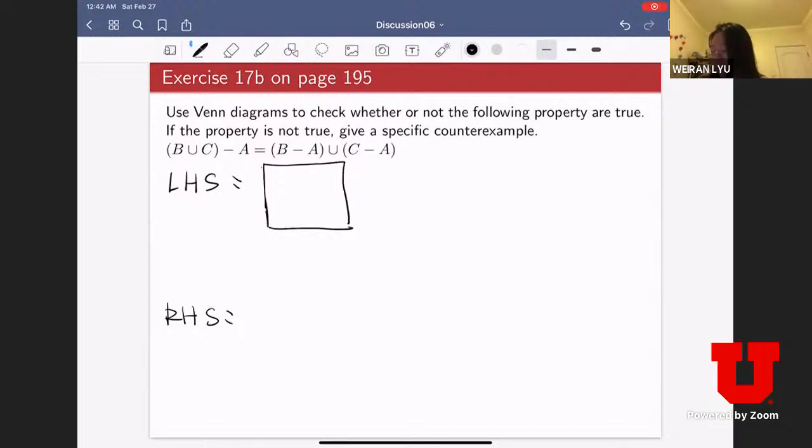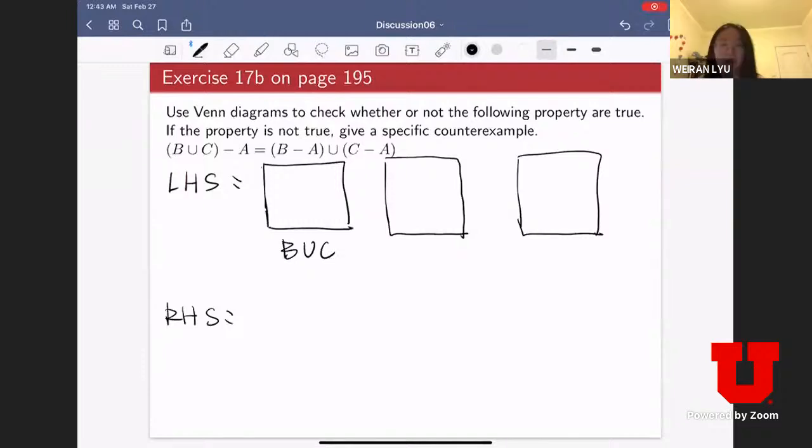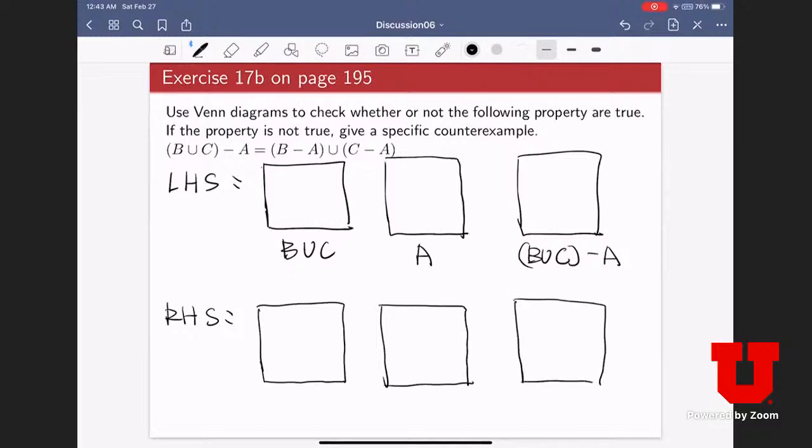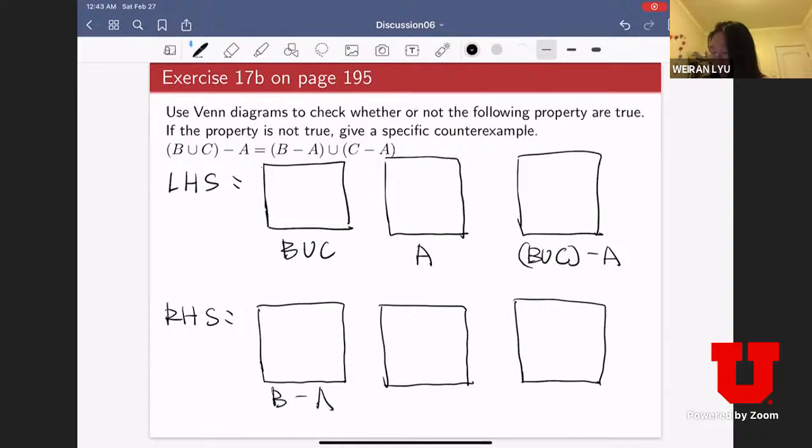You want to have 3 steps, where the first one is going to be B union C, and the second one is A. And the third one would be B union C minus A. And the one for the right-hand side would be B minus A, and then C minus A, and then the union of these two.